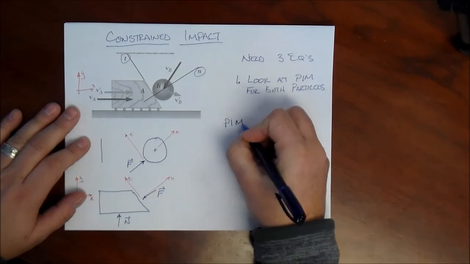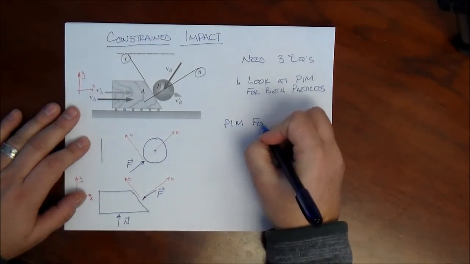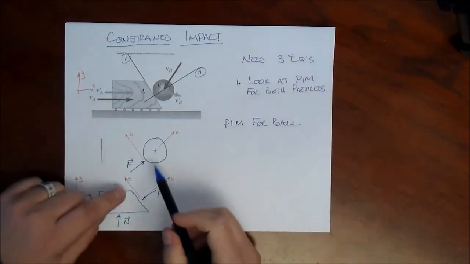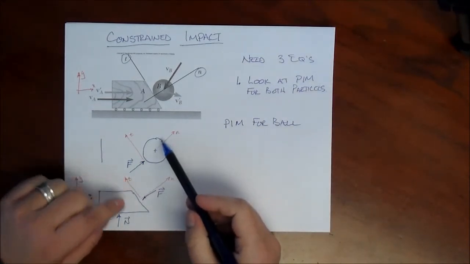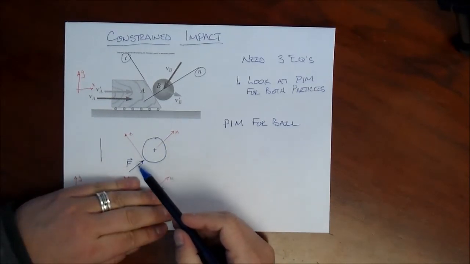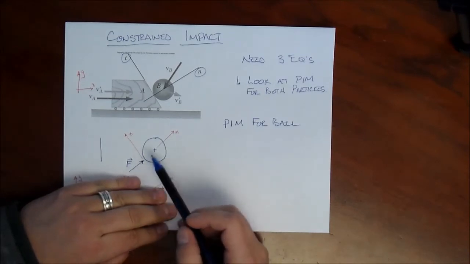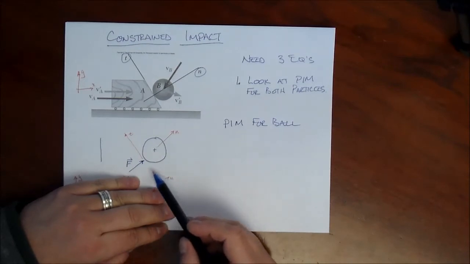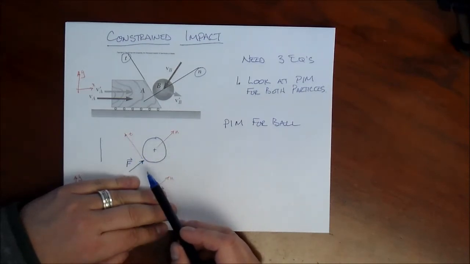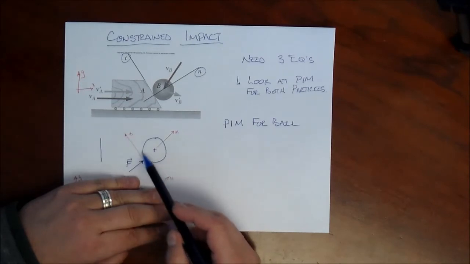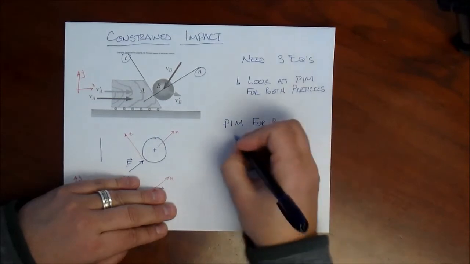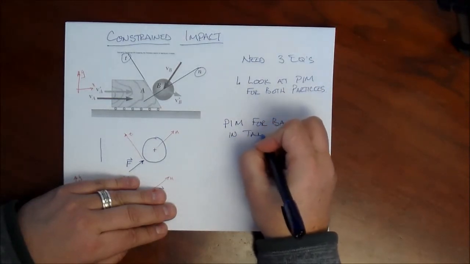So let's look at the principle of impulse and momentum for the ball alone. And first, if we look at it in the normal direction, there's an impulse acting on the ball. And we don't know that force, so we can't really do anything with that equation. However, if we look at the principle of impulse and momentum for the ball in the tangential direction, we know that there isn't any force.